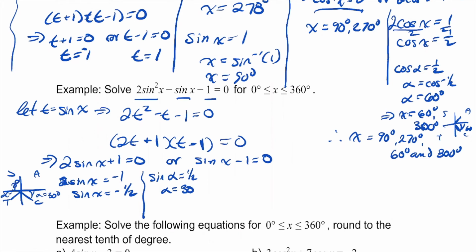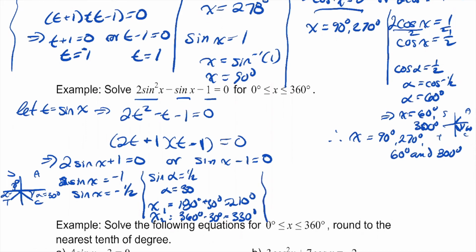In this case, one answer for x, I keep writing theta, x, would be 180 plus 30 degrees, which is 210 degrees. And our second answer, because sine is negative in the fourth quadrant, is going to be 360 degrees minus 30 degrees, which is 330 degrees.